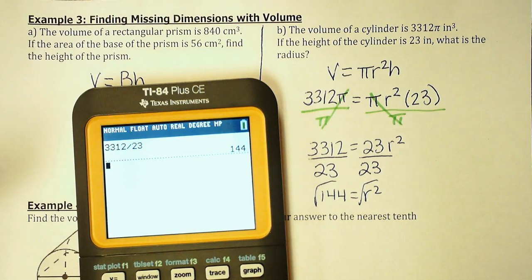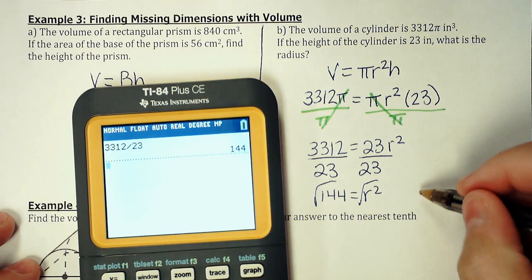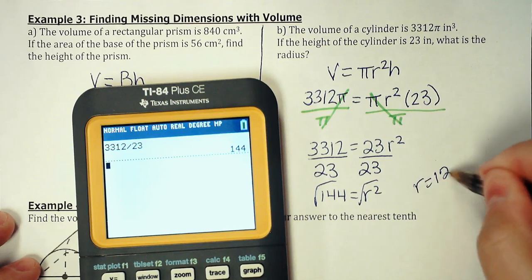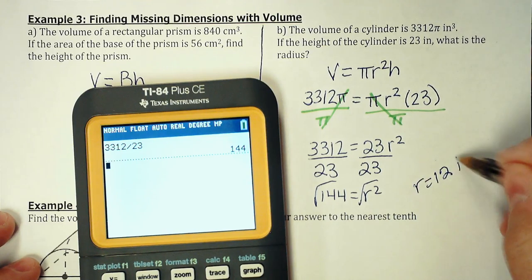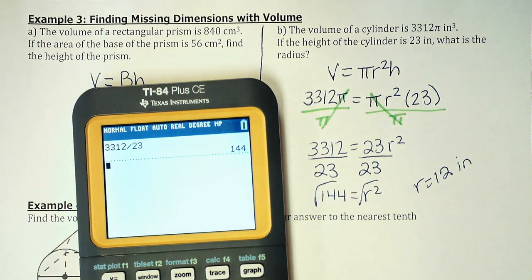And since we're talking about a shape, we don't want to put the plus and minus symbol because you can't have a negative radius. But right there, your square root of 144 would be 12. And then again, this is a single dimension, just the radius. It's just going to be plain units. In this case, it's going to be inches.